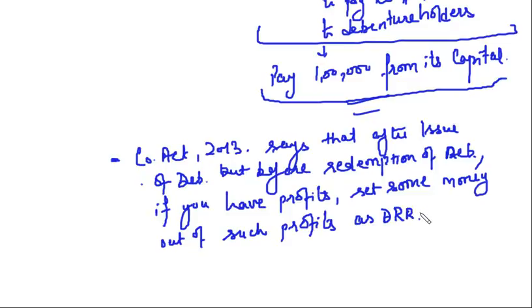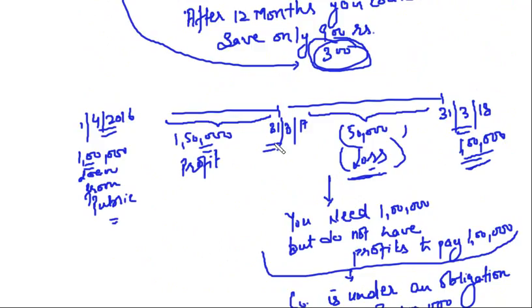Why has this provision been inserted in the Companies Act? Because of this situation, right? You earned a profit in this year, but you earned a loss in the next year. You don't have money to pay the debenture holders, but the company is under an obligation to pay. So how will they pay? They will have to pay out of their pocket. Their pocket means their piggy bank, and their piggy bank means their capital. Clear?